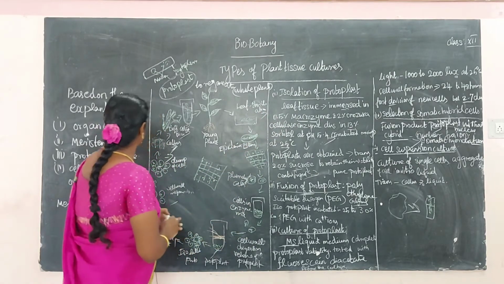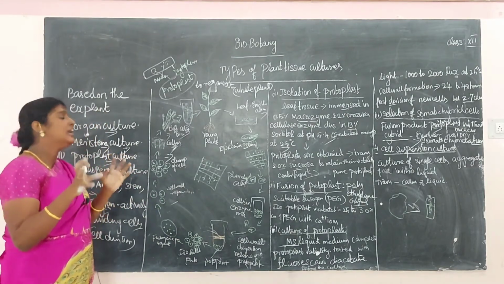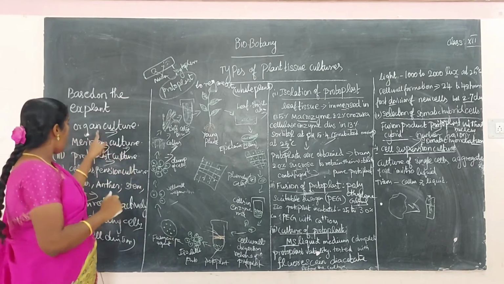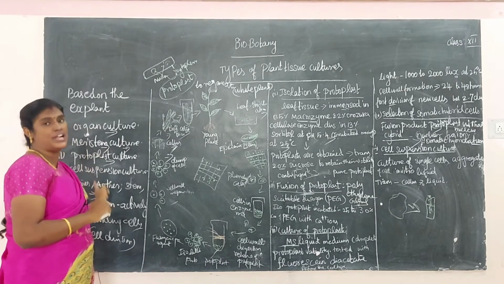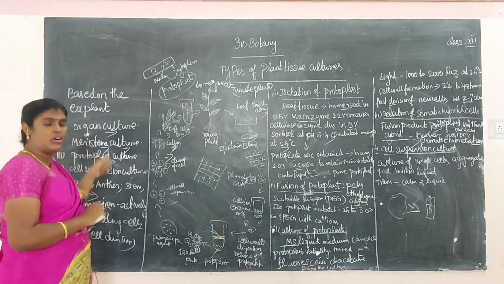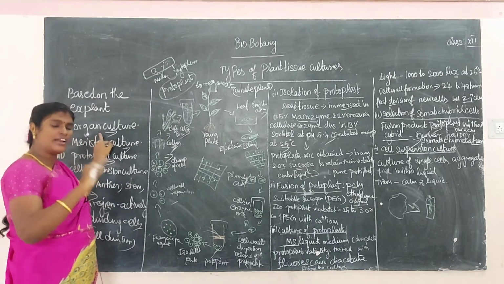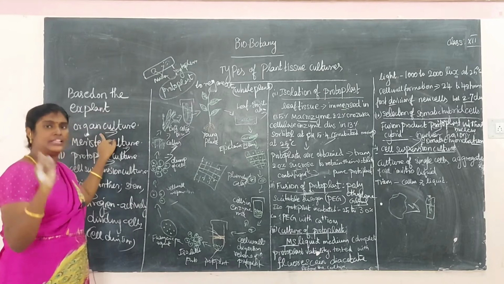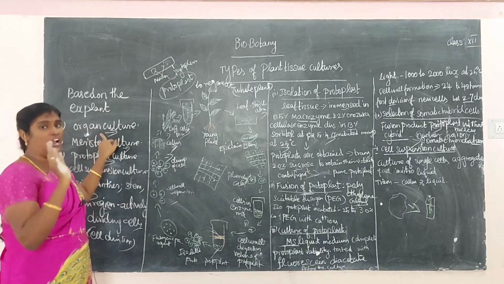Again I repeat, the first method. What is the first method? Based on the explanation, the tissue culture techniques are divided into 4 categories: organ culture, meristem culture, protoplast culture, cell suspension culture. Okay. So what is organ culture? Some plant organs are used in this culture, for example, ovaries, anther, root, shoot. Any other organ system used in this culture is called organ culture.